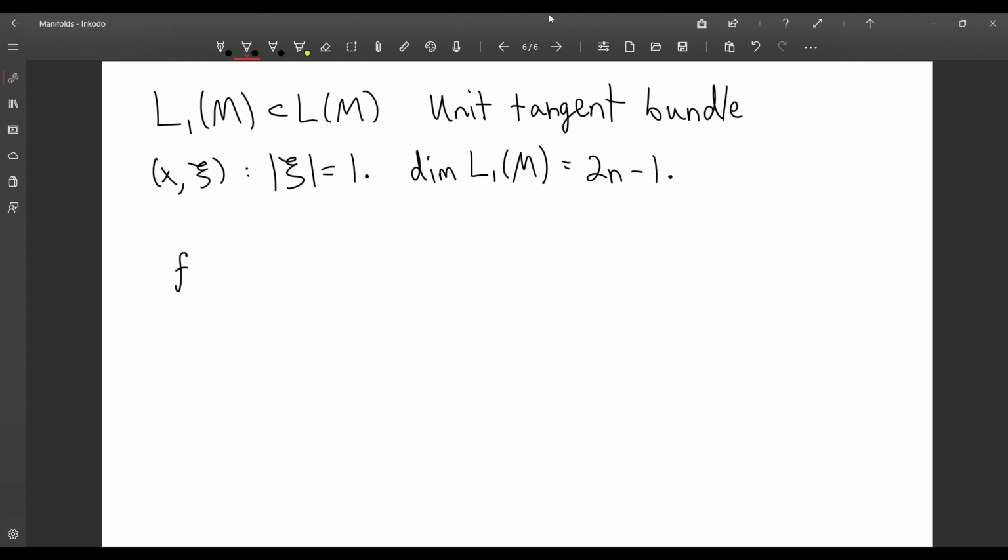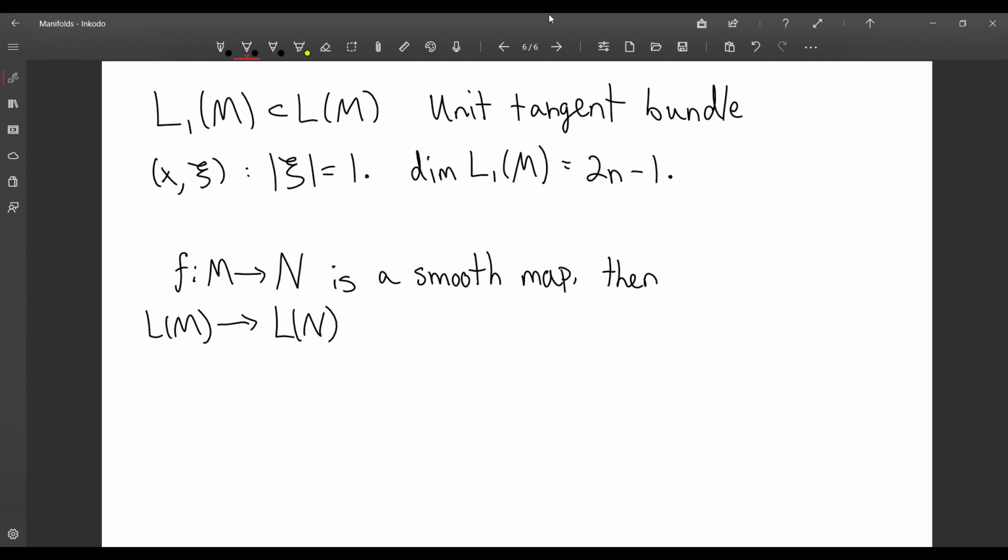Another thing is that if you have a smooth mapping between 2 manifolds, then this induces a smooth map from L of M to L of N, defined by, which sends the pair x, psi to f of x, and then remember, a smooth map induces a linear transformation between tangent spaces, and so we can apply that map to psi, and so we have an induced smooth map between the tangent bundles.